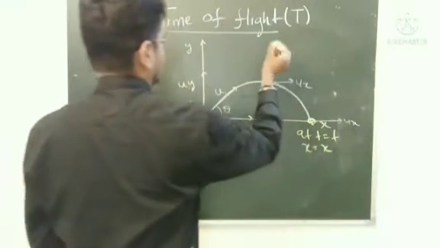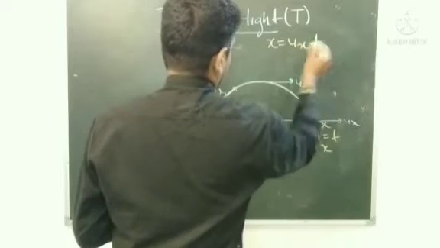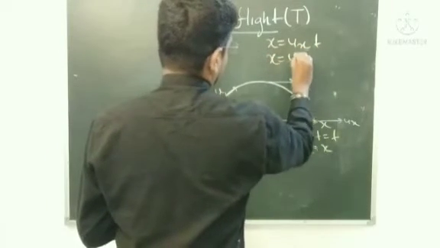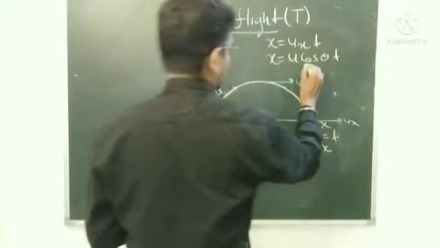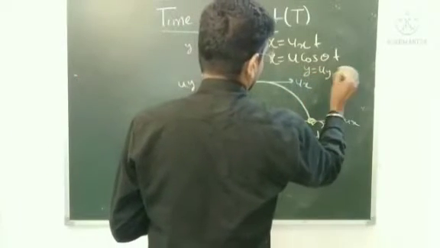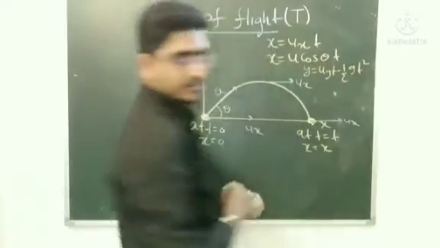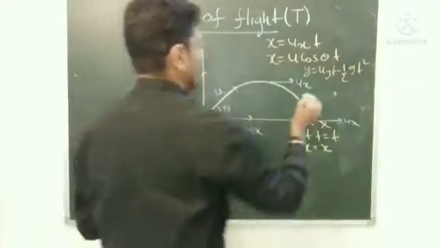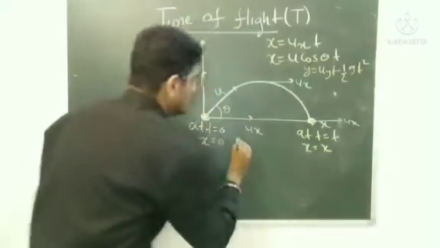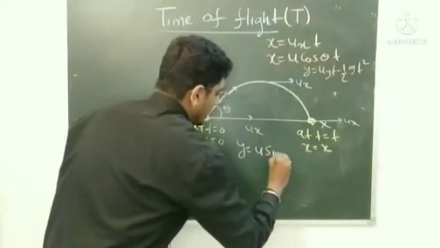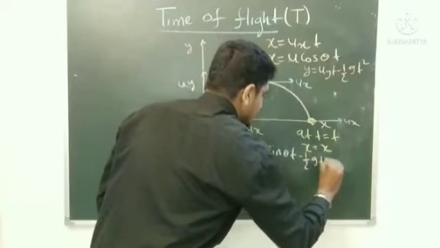As we have two equations, x equals ux t, or you can say x equals u cos theta into t, and another equation, y equals uy t minus half g t square. We can also write this as y equals u sin theta into t minus half g t square.